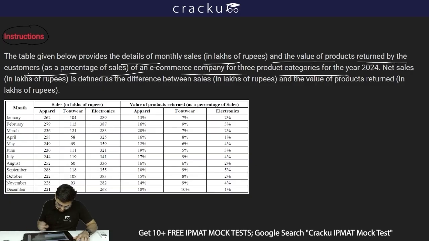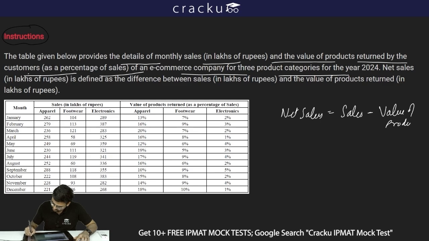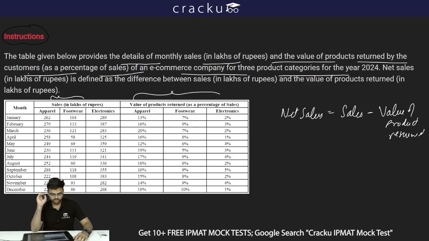Net sales in lakh rupees is defined as the difference between sales and value of products returned. This is the sales, and this is the value of products returned, which is given as a percentage of the sales amount. So the total sales is 104 lakh for January for footwear. Now 7% are being returned, so 7% of 104 will be some value. That amount will be subtracted from 104 in order to get the net sales. So this is the general description of the set.